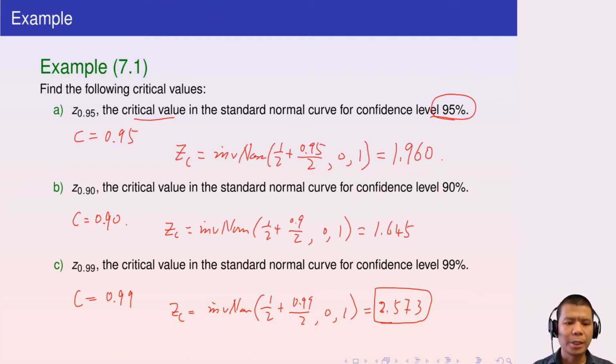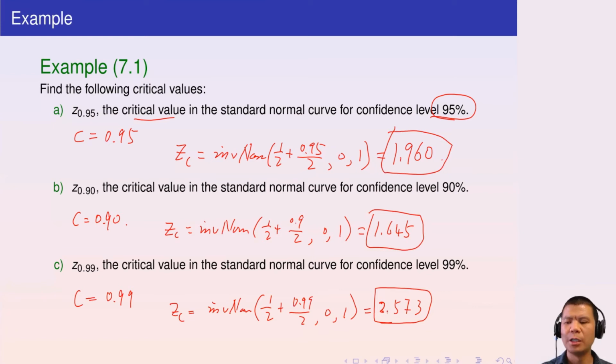Okay, so we got all these values, just using the calculator. Plug in the value for C, plug in the formula, and we can get this one. Now I want to say that these three values are worth memorizing. So when C is 0.95, it's this, so you better remember this.